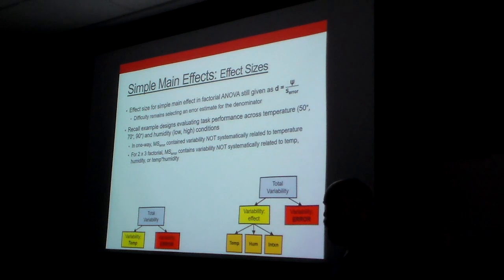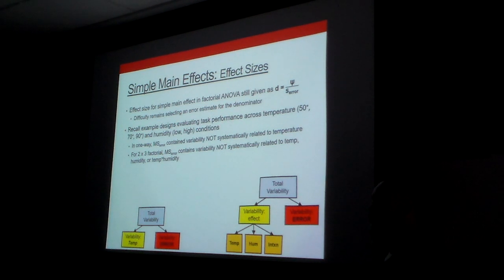For my 2x3, remember we're going to add in additional factors, so we have other systematic things that might be accounting for variability. My mean squared error for my 2x3 factorial design contains variability not systematically related to temperature, humidity, or the interaction. So if I'm looking at these two designs, which one is going to have the smaller error term? This one where I'm just modeling in temperature, or this one where I'm modeling in temperature and humidity and the potential interaction? The bigger one. Why?